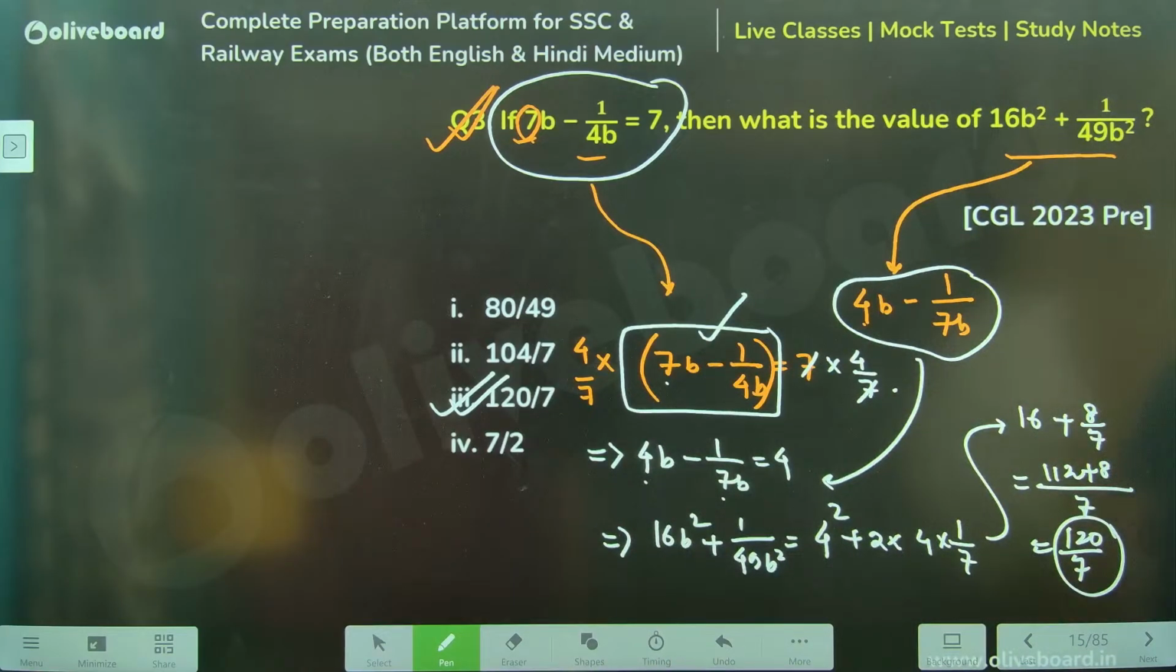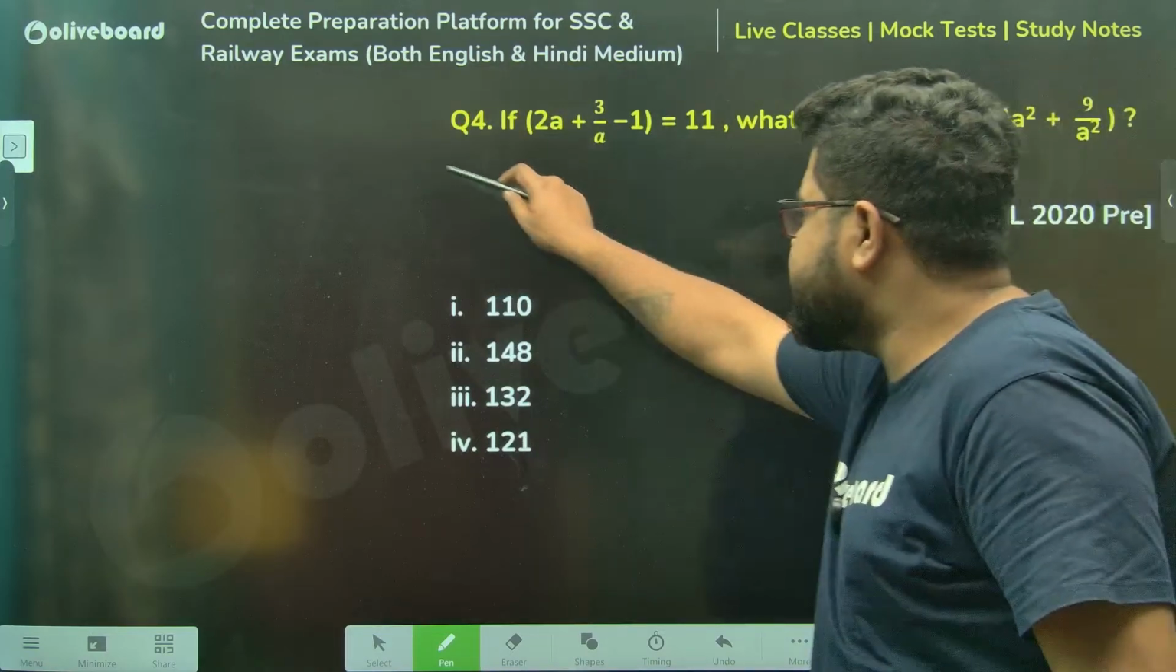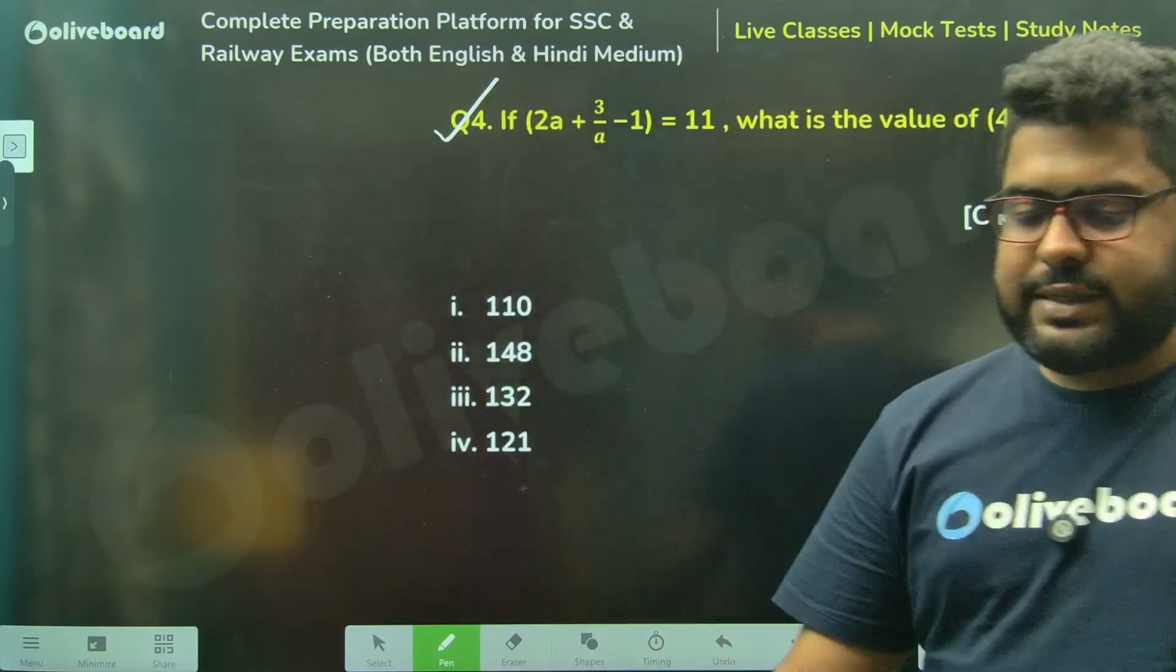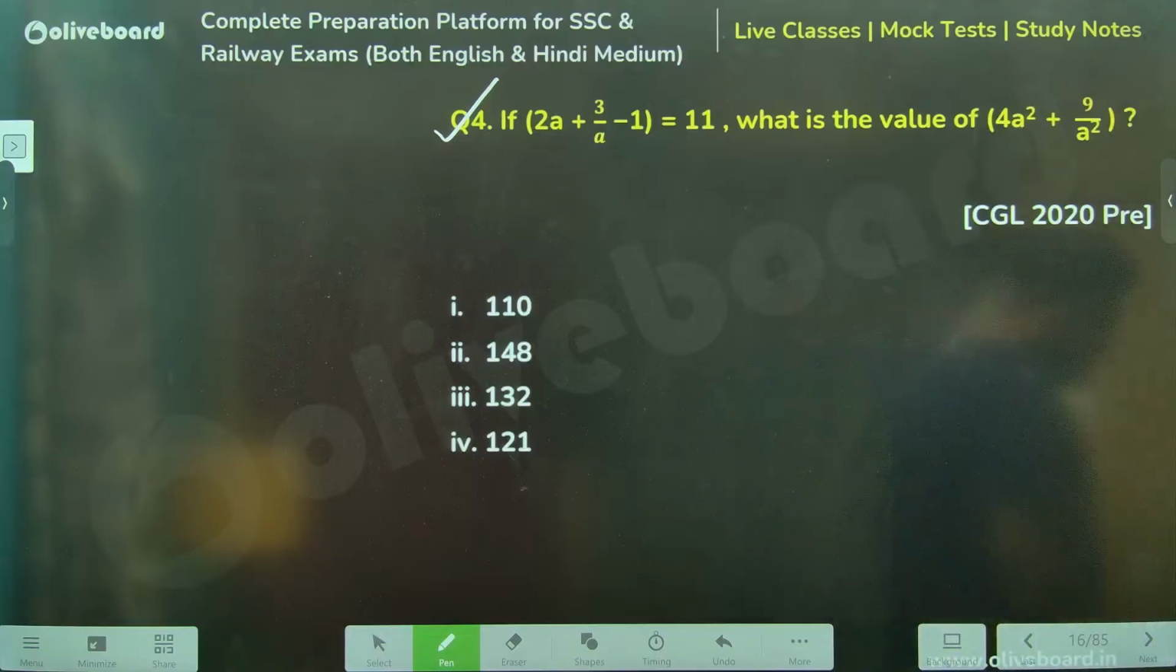Chalo, chalo. This is a type which is very common as well. Chalo, do this then. This is much easier. Do this, please, everyone. Quickly, do this.